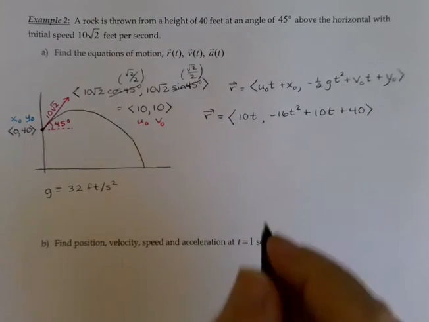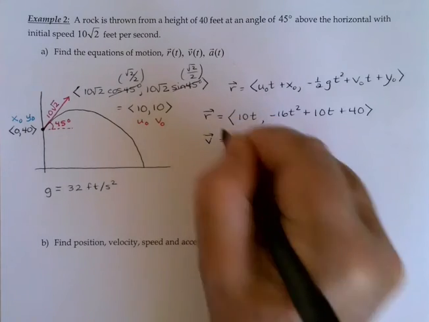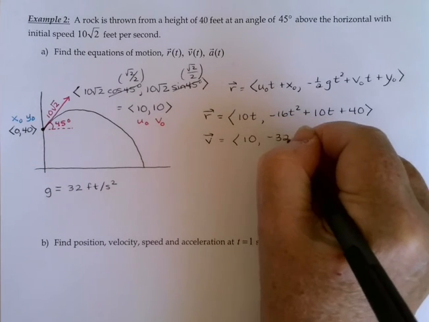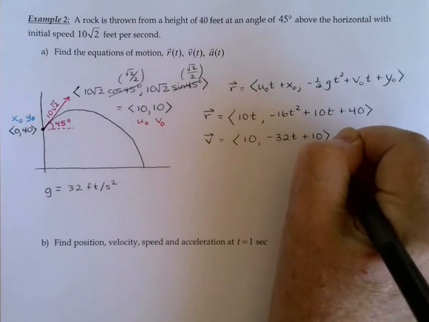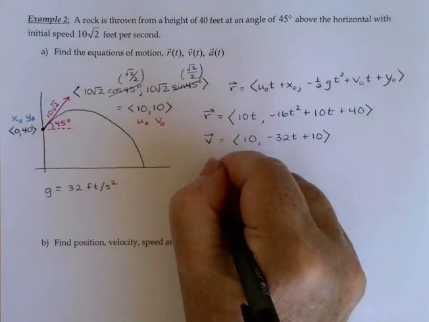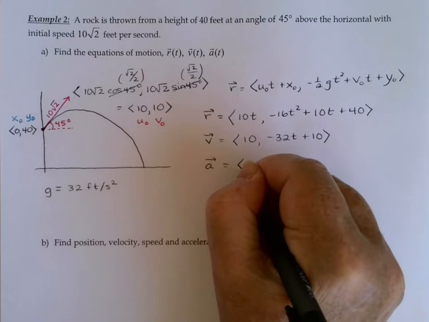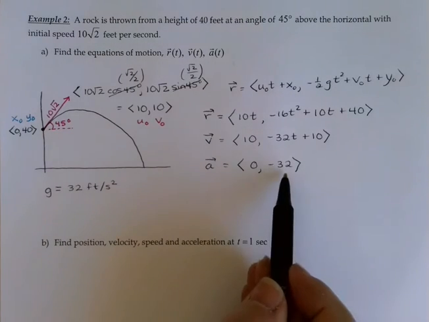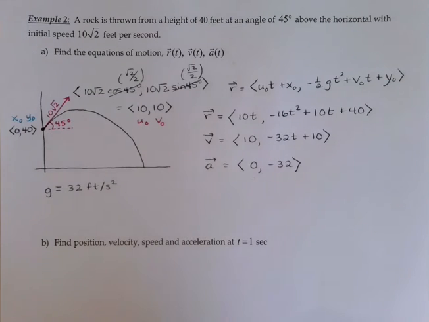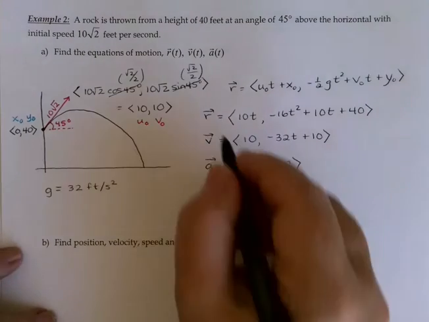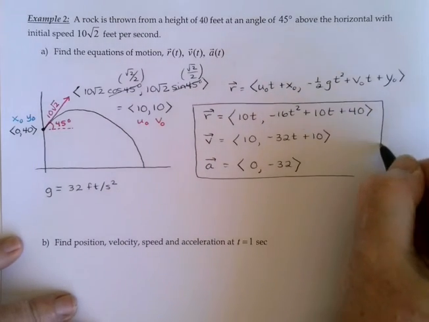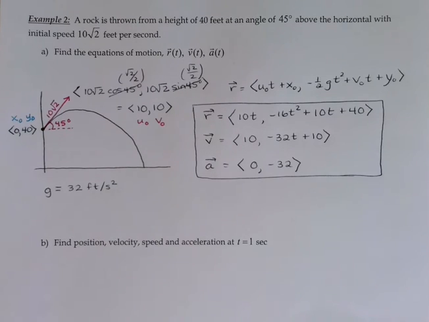We will continue. Velocity is just the derivative of R. So that's going to be 10, negative 32t plus 10. And then finally, acceleration is the second derivative. So 0, negative 32. And that one, of course, is not a surprise. That's just our acceleration of gravity, which, if that's the only force, and it has to be for the problems we're doing so far, really had to come out that way. Just seeing the gravitational acceleration. So there we go. There are our 3 equations of motion.